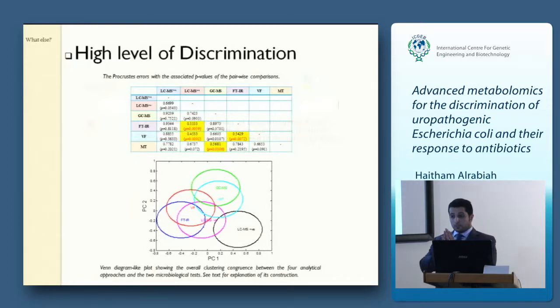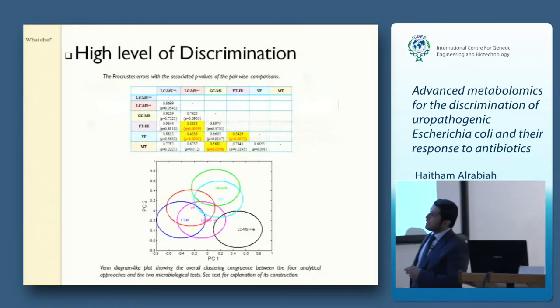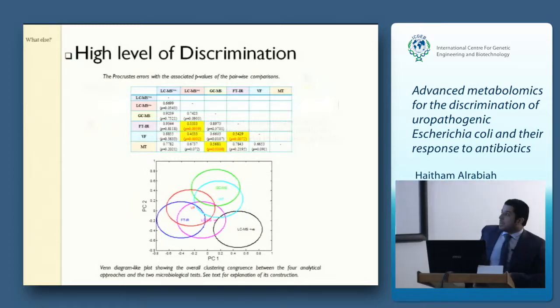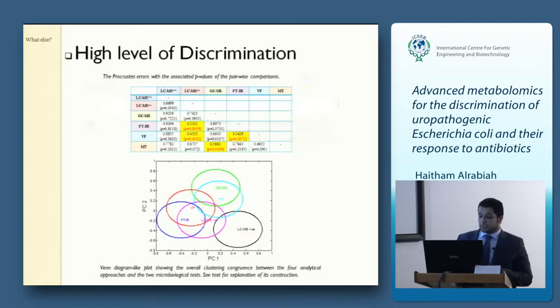We found, aligned with our previous finding, that the negative mode of LC-MS and FTIR matched together, or have comparable ability to discriminate between isolates. We found that they also matched with virulence factor tests. On the other hand, GC-MS matched more with metabolic tests, but not virulence factor tests.